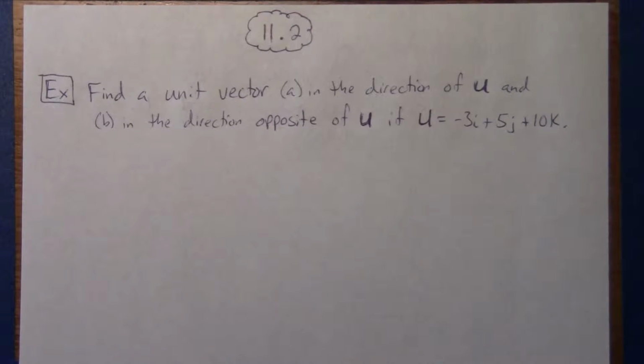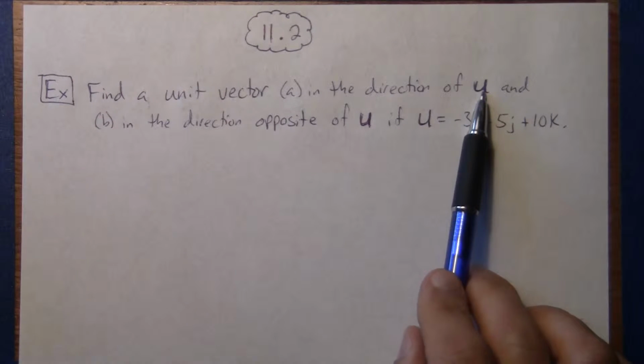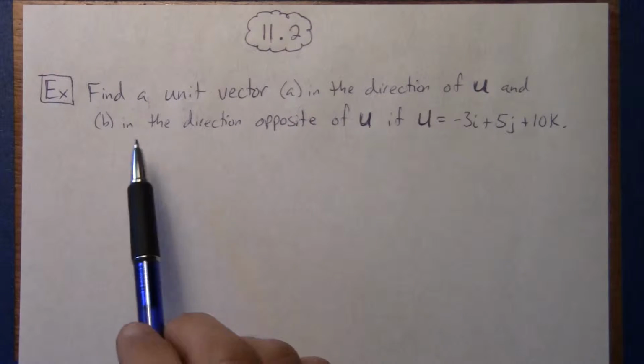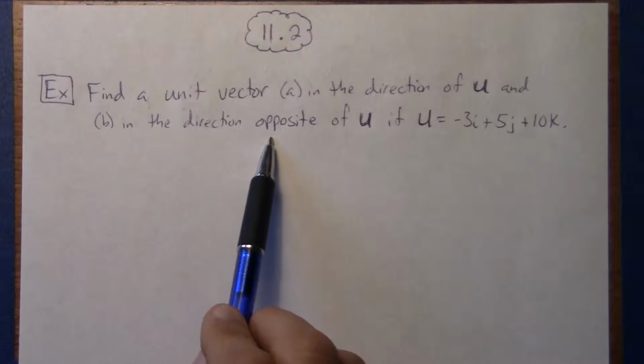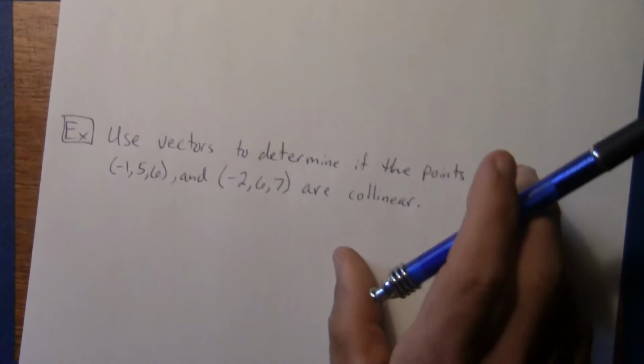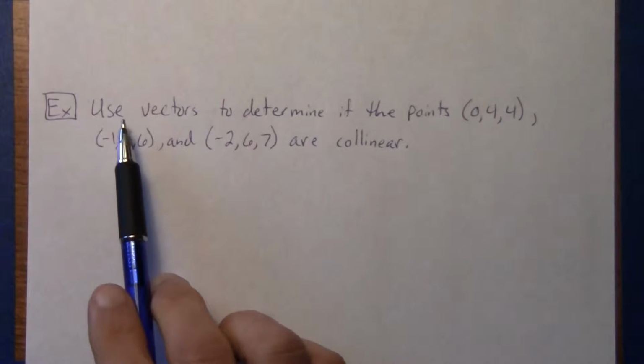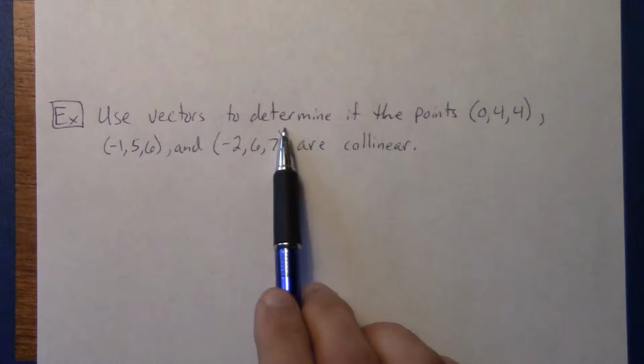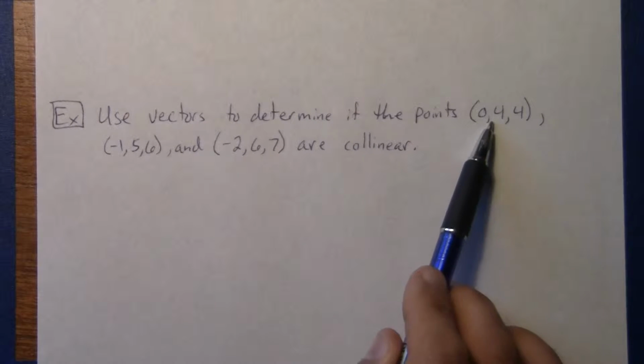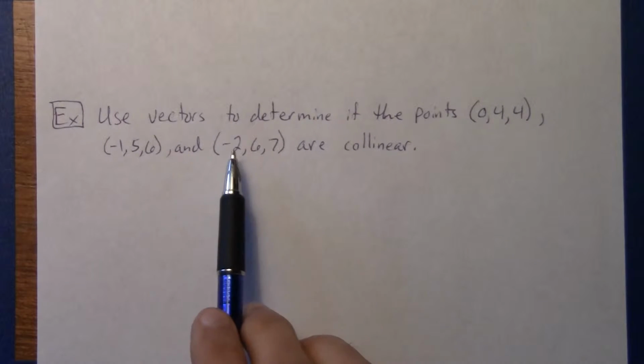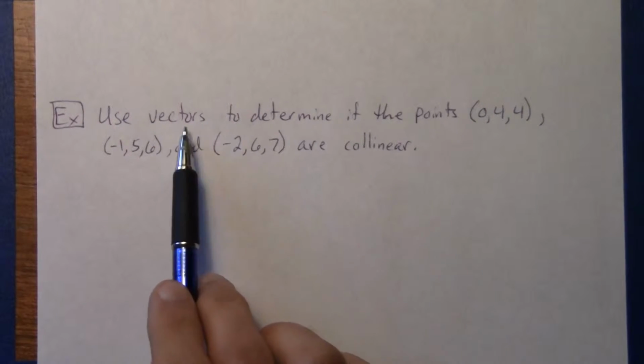Alright, for section 11.2, take a look at 3 problems today for your homework help. First one's going to ask you to find a unit vector in the same direction of u, which here's u, and then for letter B in the opposite direction of u. Second one is going to ask you to determine whether the points (0, 4, 4), (-1, 5, 6), (-2, 6, 7) are collinear by using vectors.